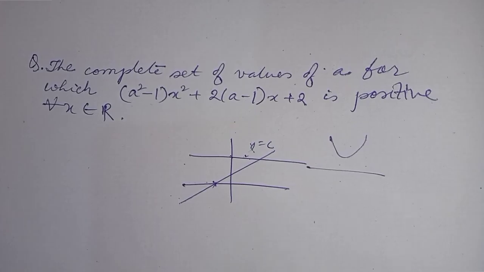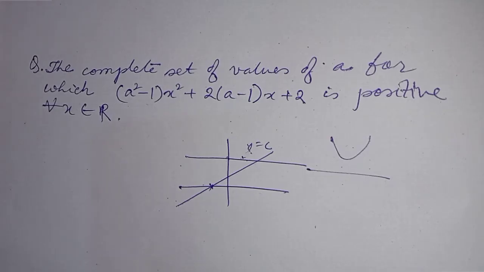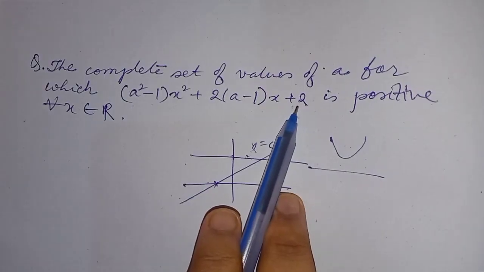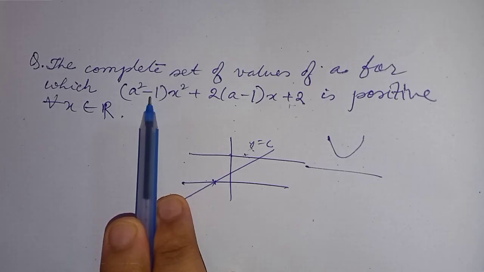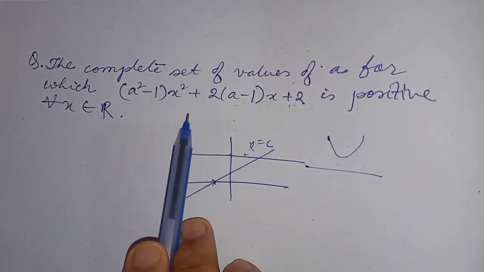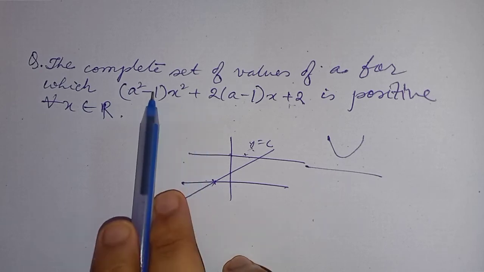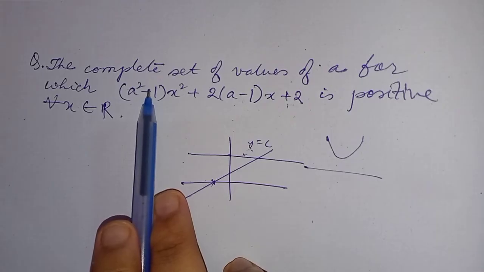So one important conclusion is that in a quadratic expression, when the coefficient of x square and the coefficient of x both are equal to 0, then we get a constant polynomial which can always be positive if this constant is positive. Say 2 is positive, if I put a equal to 1, this is becoming 0, this is also becoming 0, and 2 is already greater than 0, so our condition is satisfied. So this is one particular case which we will not get by solving in the traditional method.